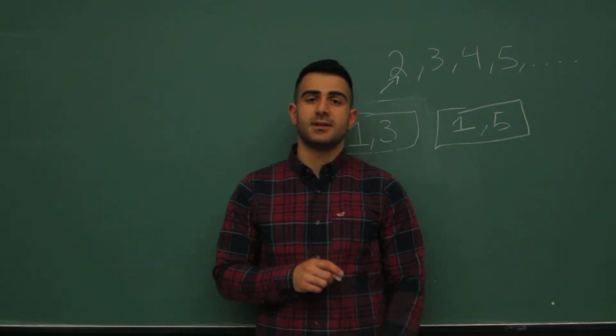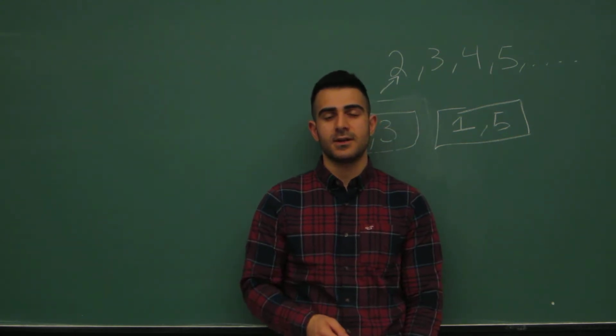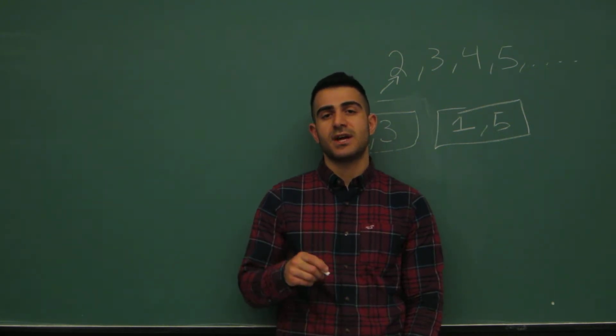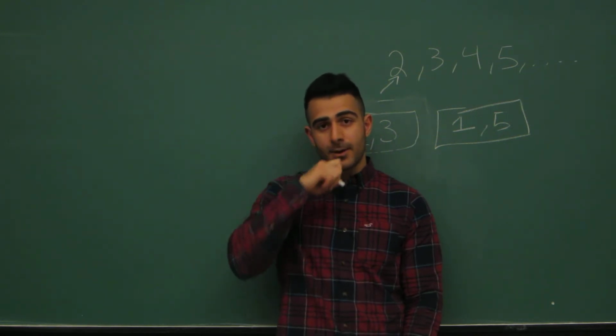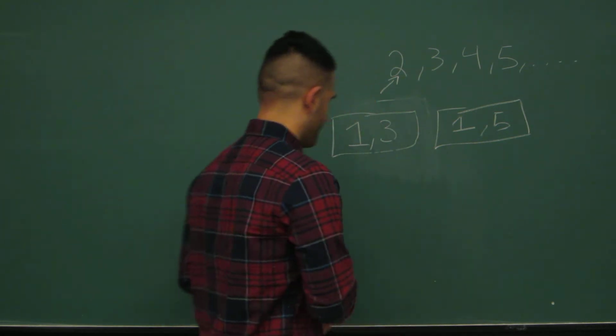Now, a composite number is a number which is not prime. That's one way you can think of it. Another way you can think of it is a composite number is a number which has more than 2 factors. So if you can find a number which has 3 or more factors, that's a composite number.